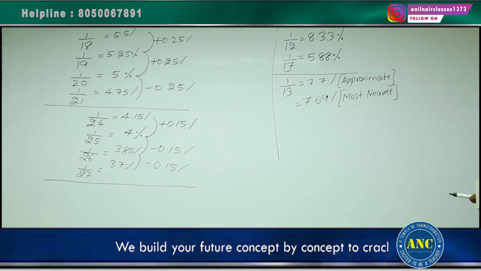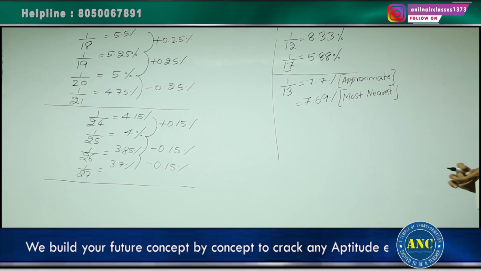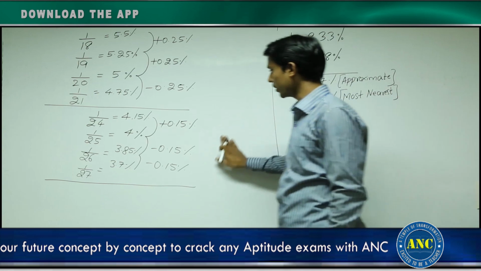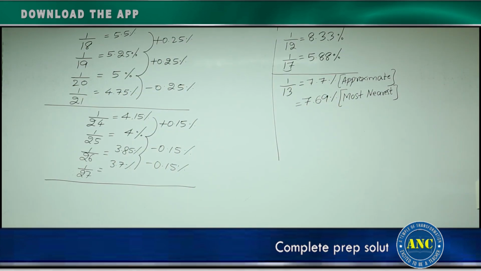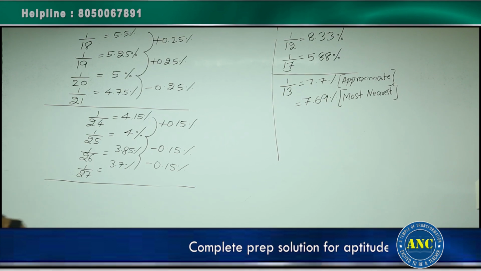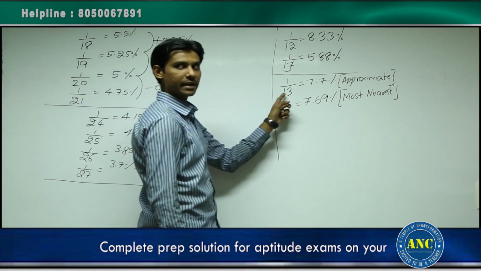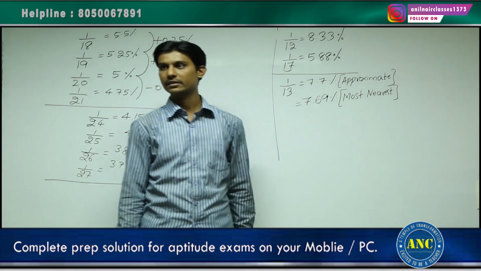When it is 1 by 20, plus or minus 0.25. When it is 1 by 25, it is plus or minus 0.15. What about 1 by 13? 100 by 13 it will go 7 times. Write that 7 twice.